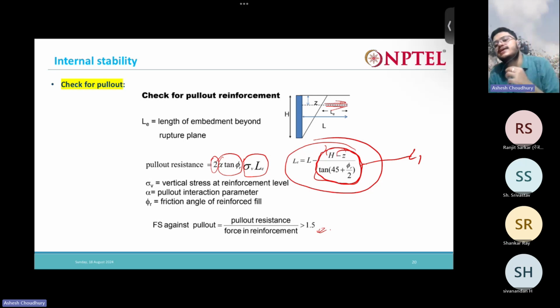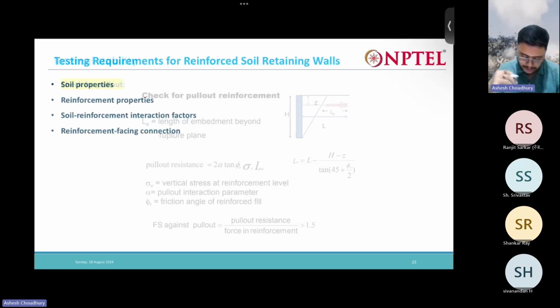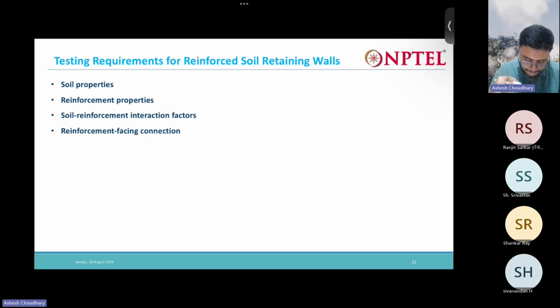So the pull-out criterion is satisfied by the length of the reinforcement. The rupture criterion is satisfied by the spacing of the reinforcement. When we solve the problems, we will see. It's very easy, nothing to worry about. These problems are very easy, a little bit lengthy, but very easy. This is the time, 4:30, so half an hour.